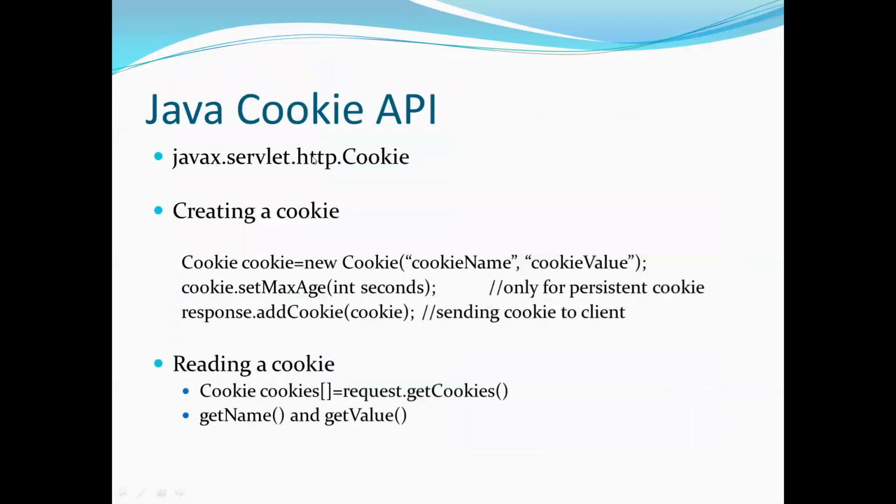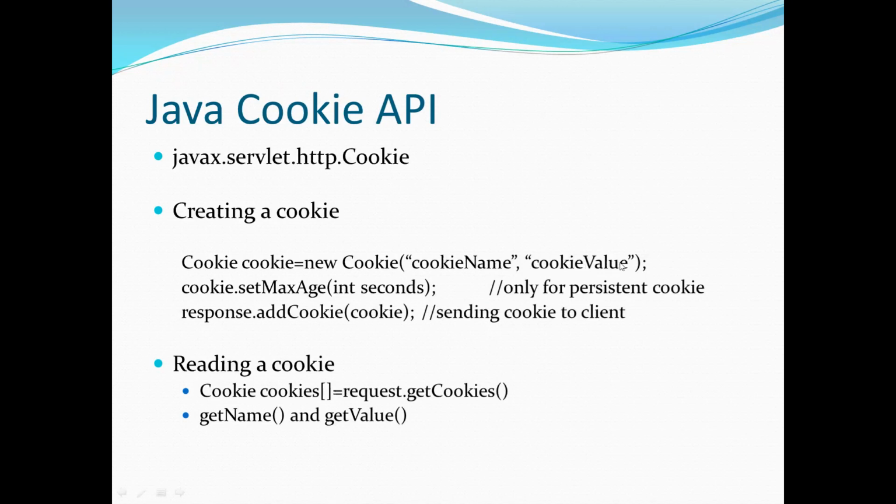Here are some methods and the way that we can create the cookies. The cookie that we will create is of the type of class Cookie, that is javax.servlet.http.Cookie. How to create the cookie? Very simple. Just create an object of this class, new Cookie. First you will pass the name by which you will identify the cookie and the value that you want to save on the client machine. You can send any data, but preferably a string, textual information.